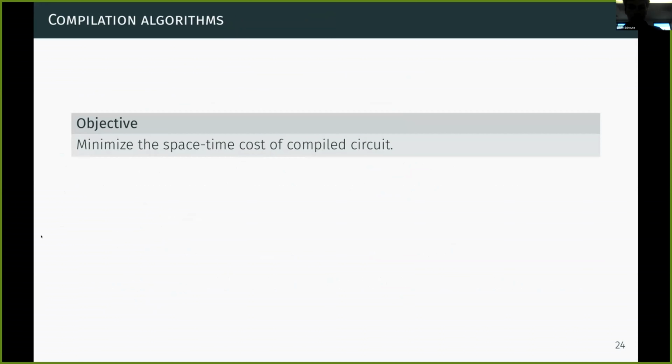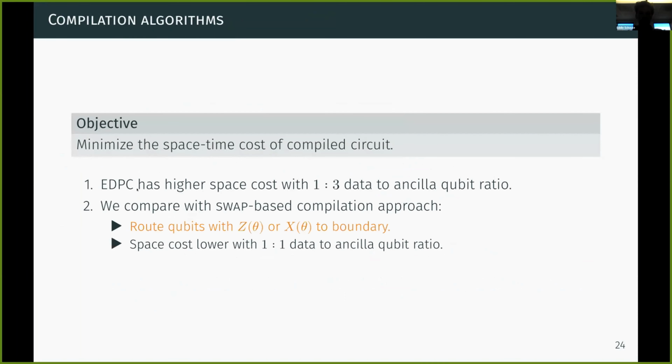So to remind you, the objective of these surface code compilation algorithms is to minimize the space-time cost of the compiled circuit. And our EDPC algorithm has a fairly high space-time cost, where we have 3 ancilla qubits per data qubit. We compare this to a swap-based approach, where we simply route the qubits that need to do these T gates or HTH gates to the boundary. And this approach has a lower space cost.